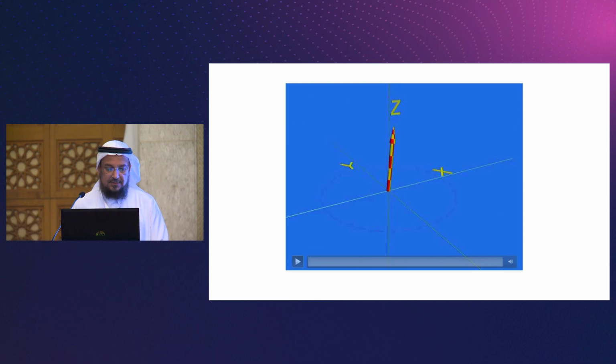So this is exactly what is happening. We just apply an energy. The protons will take that energy and start precessing. While they are precessing, they will release the energy and go back to the original location.